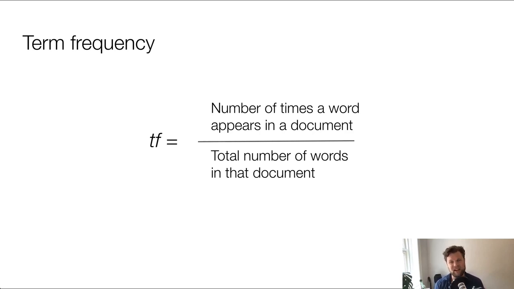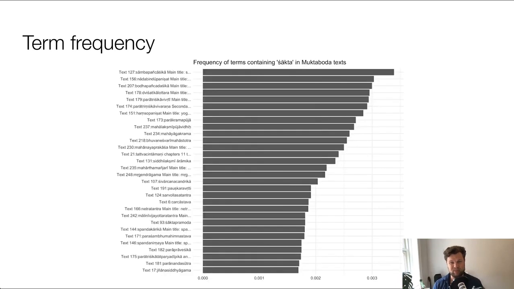So therefore, calculating the term frequency can be a really useful tool for comparing different texts. Let me show you an example. I downloaded a whole bunch of texts from the Muktabodha digital library, and then I calculated the frequency of terms that contained the sequence Shakta in them, and then I just ranked the texts in terms of which had the highest frequency of that.